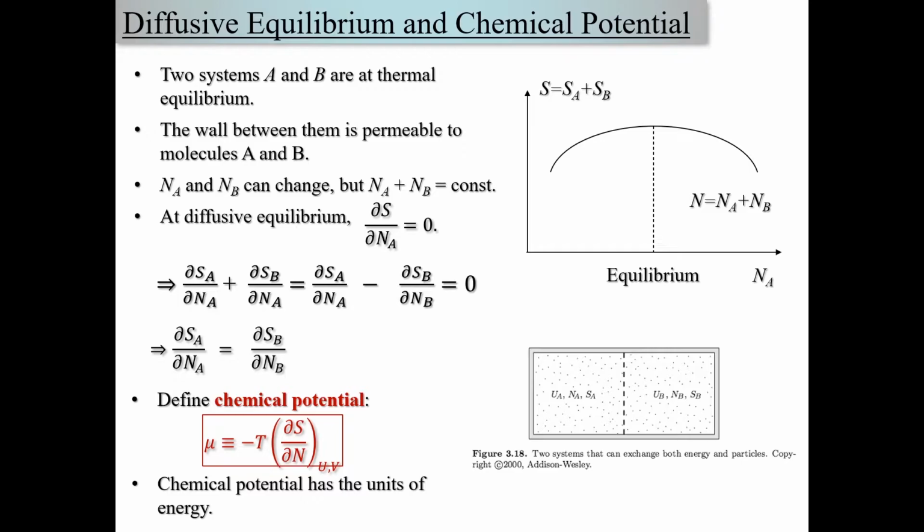The chemical potential has units of energy. The derivative of entropy with respect to the number of particles still has units of entropy, and entropy times temperature has units of energy. So the chemical potential has units of energy, and as we will see later, it can actually be rewritten in terms of a derivative of energy as well.